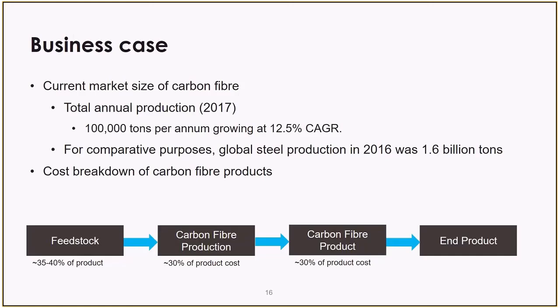Carbon fiber market globally, pretty small, 100,000 tons per annum, growing at a 12.5% compounded annual growth rate. That's a strong compounded annual growth rate, but 100,000 tons for a global commodity is pretty small. For comparative purposes, global steel production in 2016 was 1.6 billion tons. So you can see 100,000 tons to 1.6 billion tons is a significant difference there.